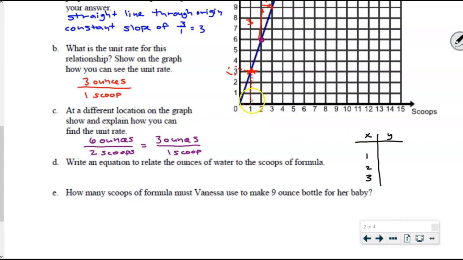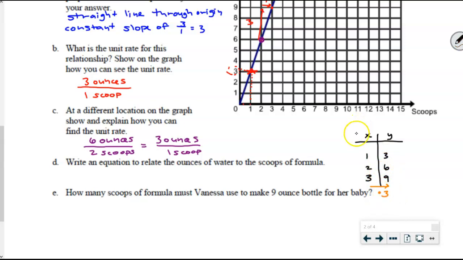When the x value is 1, what's the y value? 3. When the x value is 2, what's the y value? 6. X value of 3, y value is 9. How is an x changing to a y? How is that 3 changing to a 9, a 2 changing to a 6, and 1 changing to a 3? Esther? We're multiplying by 3.